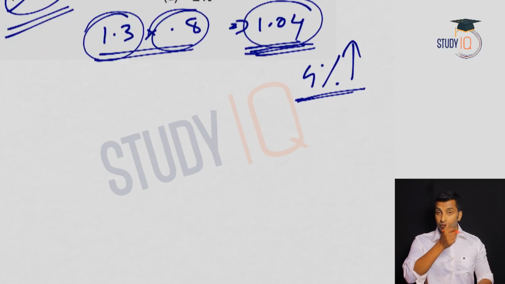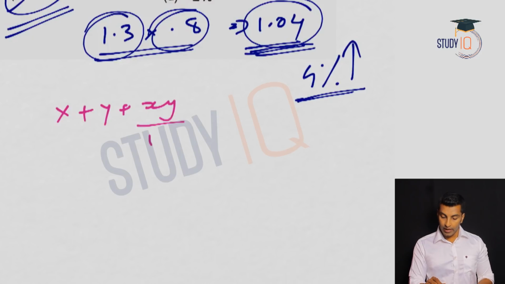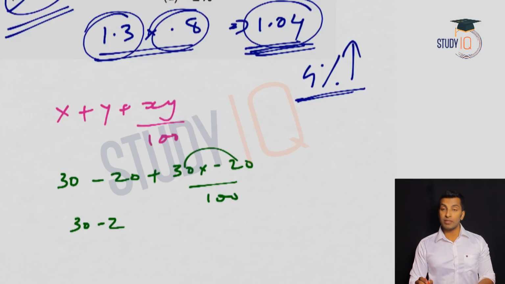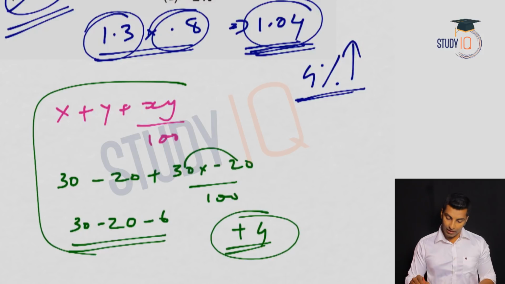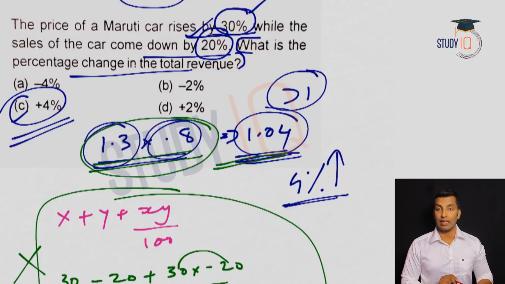Otherwise you will see the formula in the textbooks like X plus Y plus XY by 100. X is the first change, that is 30. Y is the second change, that means minus 20. Plus XY by 100, that means 30 into minus 20 divided by 100. That becomes minus 600 by 100, so minus 6. So 30 minus 20 minus 6 is actually plus 4. So this way also you'll get the answer, but there is no point in doing this. You just effectively need to multiply these two multiplication factors to get this answer. So the answer for this question is 4%.